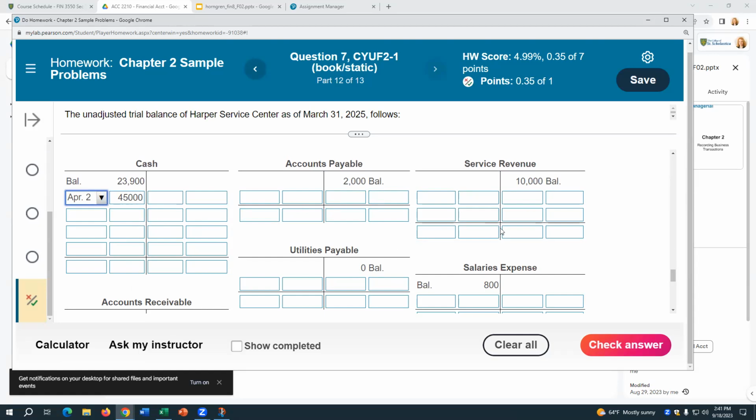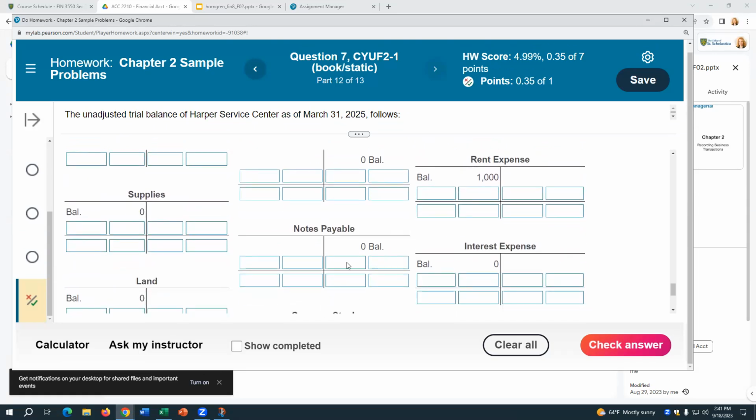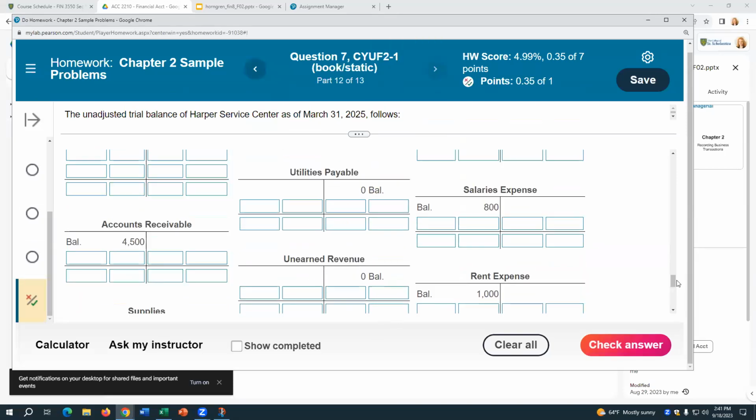I received cash and it was for what? Notes payable. Notes payable? Okay. You said notes, not accounts? Yeah. Okay. So we've got that entry.